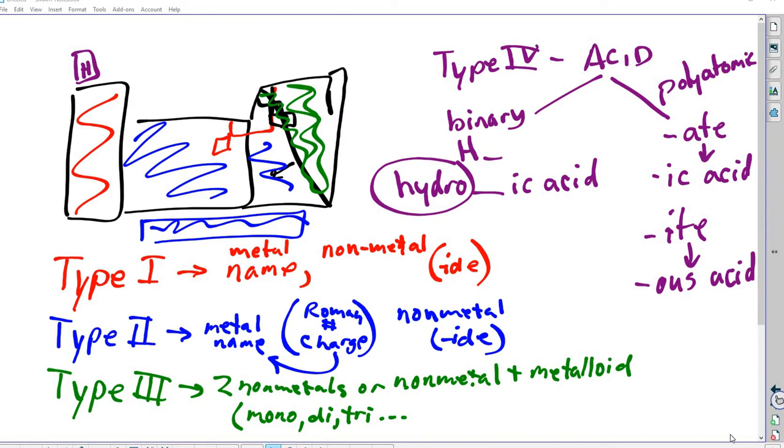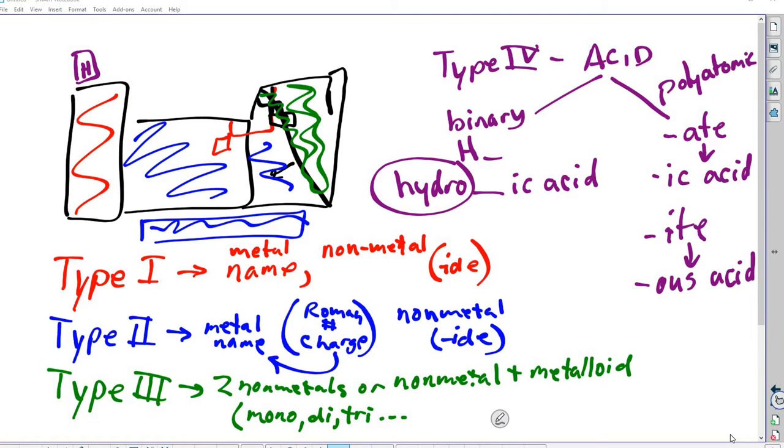Okay, so just a really quick review on that real fast. The red area, the first two columns, and the slide: Type 1, metal name, non-metal, change to -ide. Type 2, which is the D, the F, and the lower P, not including the slide. You name the metal, use a Roman numeral for the charge of the metal. The non-metal still changes to -ide.